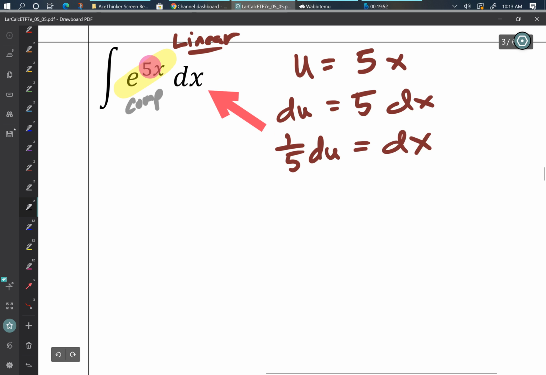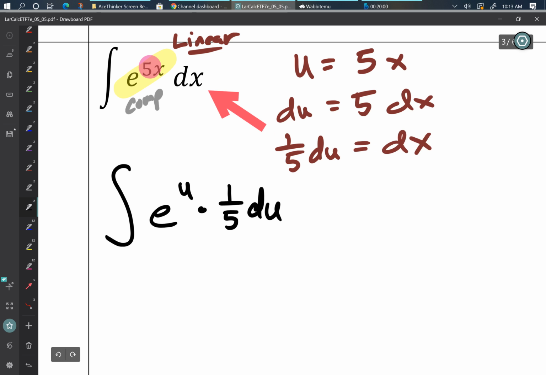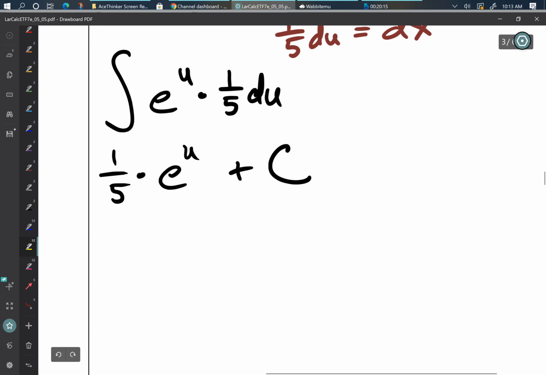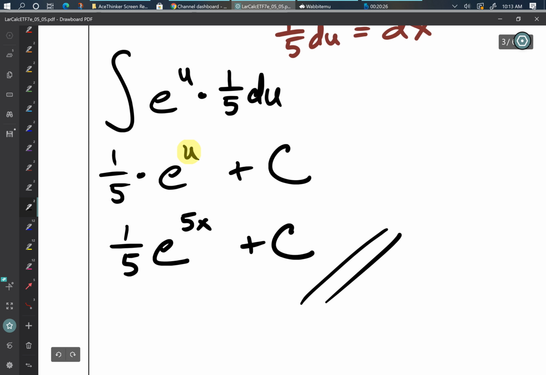Perform my substitutions. This becomes the integral of e to the u times 1/5 differential du. The 1/5 is just a coefficient, so it drags along. The integral of e to the u, love it, is e to the u, and then plus c. Okay. What's still wrong with this? Well, I can't have a u in my final answer, so I will do a back substitution, and I get 1/5 e to the 5x plus c. And I'm done. I'm going to call this video right here because we're at 20 minutes, and we'll come back and do some more in the next one. Hopefully that all made sense.